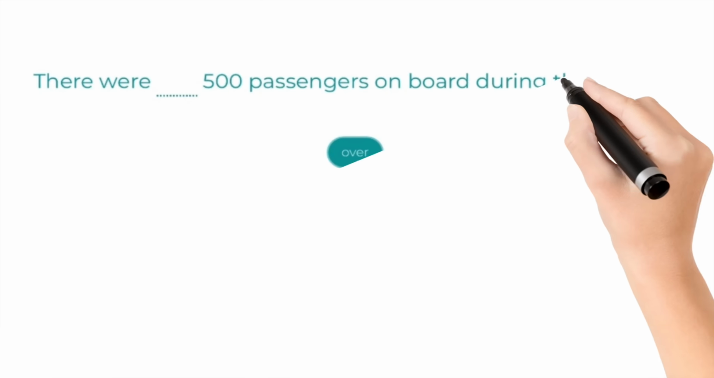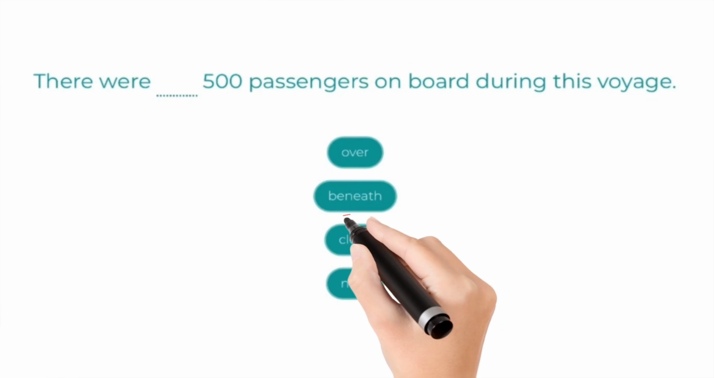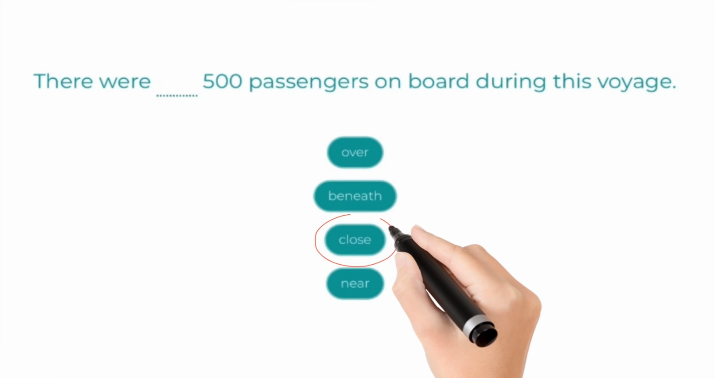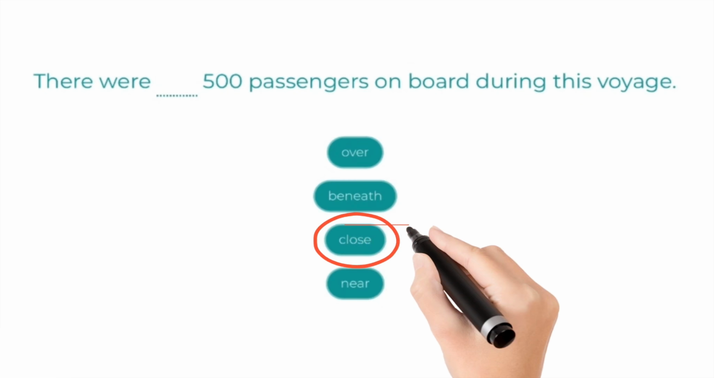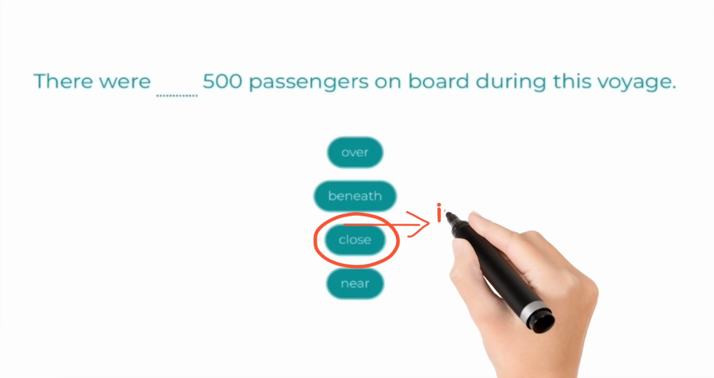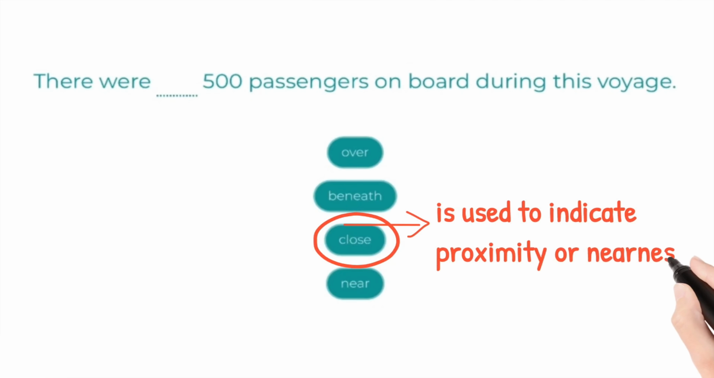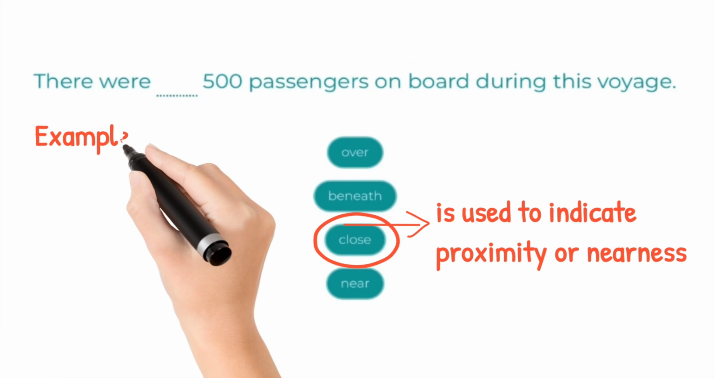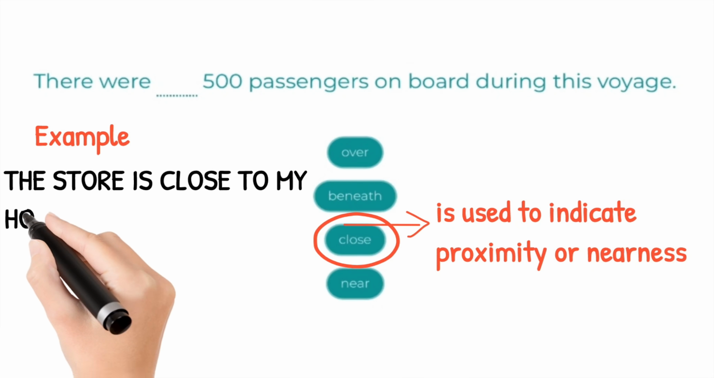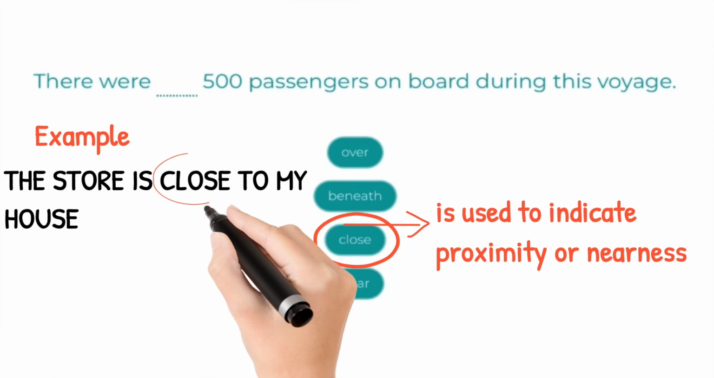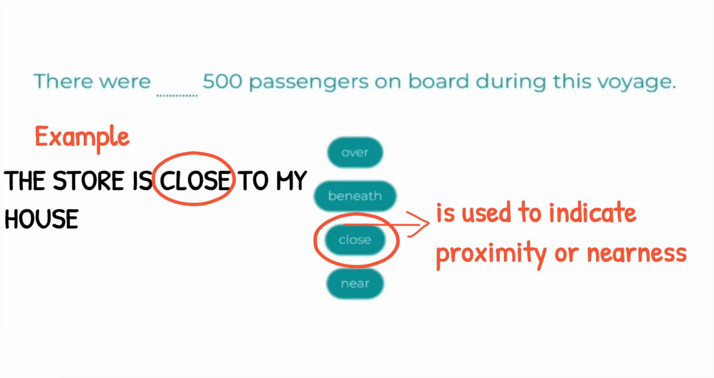Okay, so how about the word close? The word close is used to indicate proximity or nearness. Let me try to give you an example. The store is close to my house. While this word can be used to refer to a quantity, it doesn't fit the context of the sentence, as it does not convey the idea of a number.